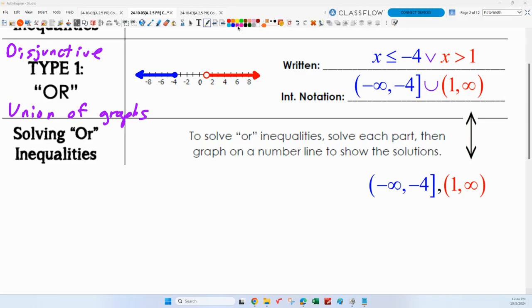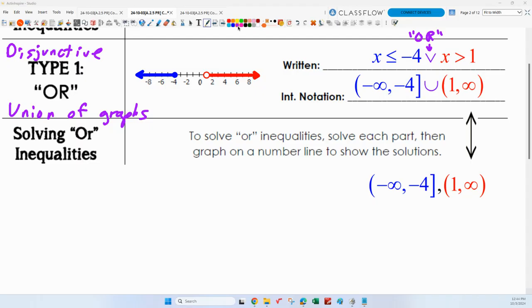The words union and intersection get tied to these two different types of inequalities. Or goes with the word union. We live in a union of states. That means all of the states are just added together, right? This is an example of the graph of an or inequality. This symbol, by the way, in math we like to use symbols, that's our math symbol for or. It's kind of like a capital V. That stands for the word or. So this just says x is less than or equal to -4 or x is greater than 1.